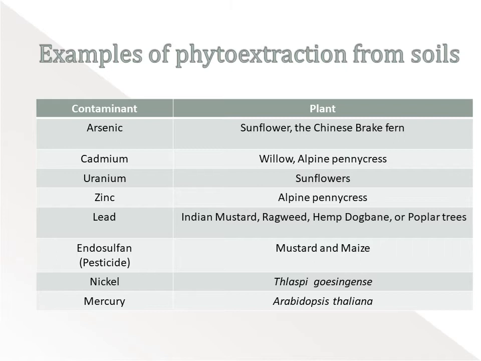ragweed, hemp dogbane or poplar trees. Endosulfan, which is a pesticide, has been reported to be removed from the soil by the use of mustard and maize. Nickel by Thlaspi goesingense, mercury by Arabidopsis thaliana. So these are the different plants which have been reported to carry out the phytoextraction process effectively for the removal of these heavy metals and a pesticide.